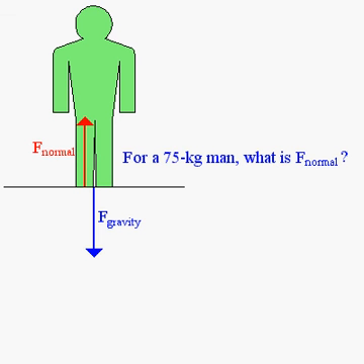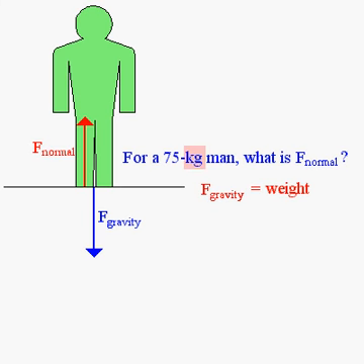Well, think about it. As I've already told you, the normal force has to be equal in magnitude and opposite in direction to the gravitational force. So, if we knew the gravitational force, we'd know F normal. But we know the gravitational force. The gravitational force is simply the man's weight, right? Well, unfortunately, we're not given the man's weight. We're given his mass. How do we know that? Because the unit is kilogram.